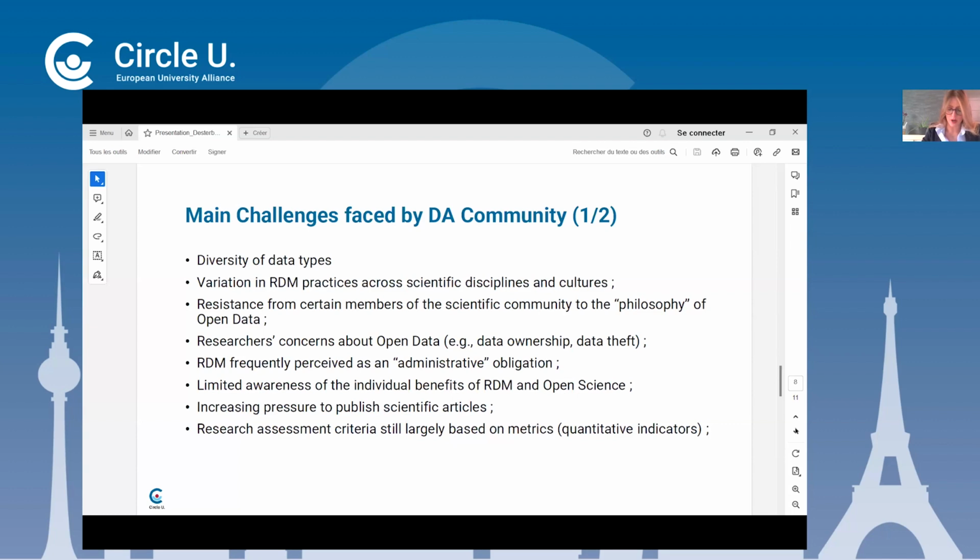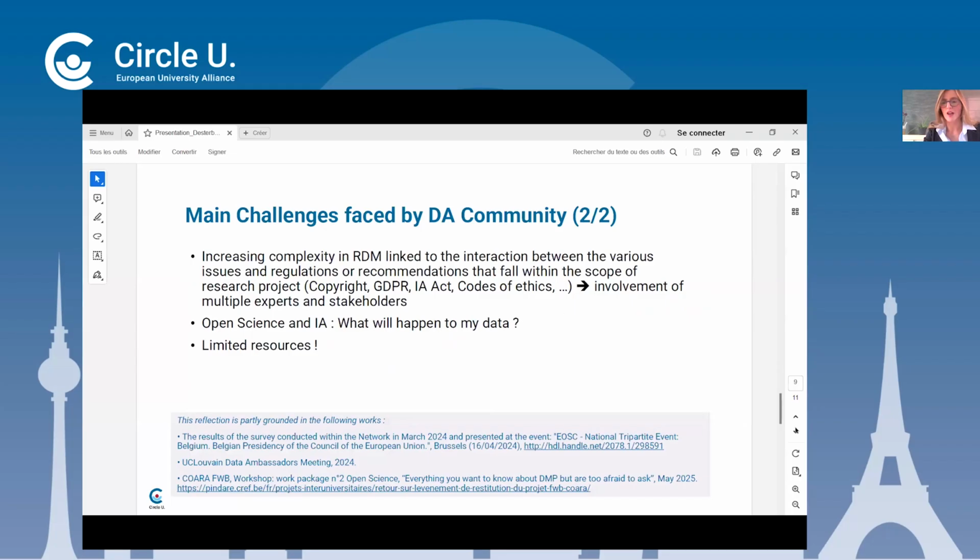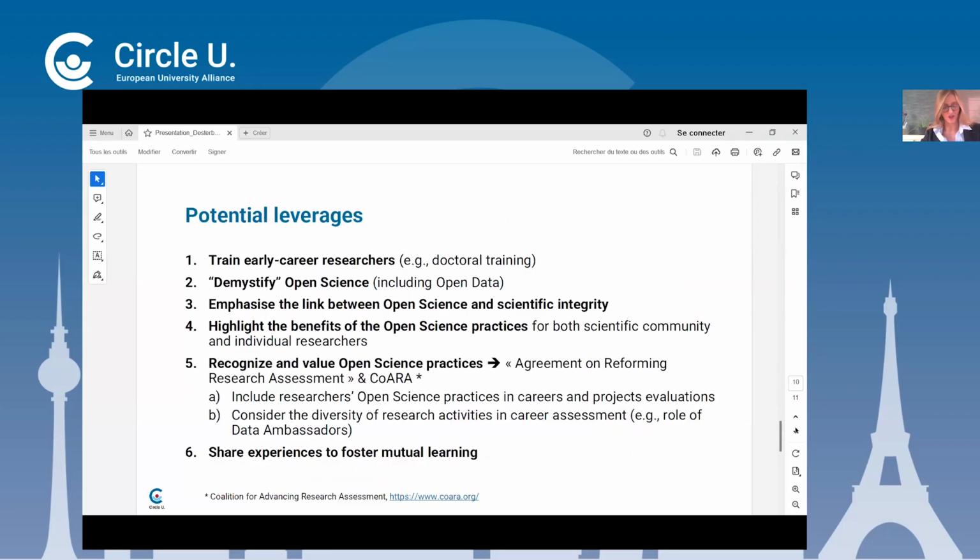Will I lose my copyright? What if someone steals my data? And RDM is also frequently perceived as an obligation. So I will skip the last one and go to the potential levers to conclude this.